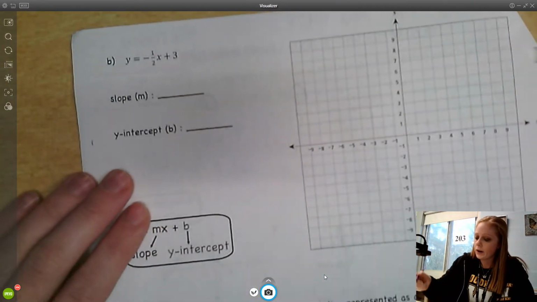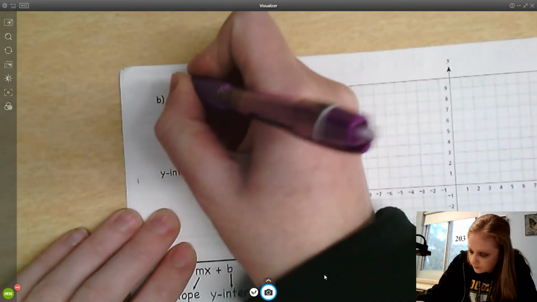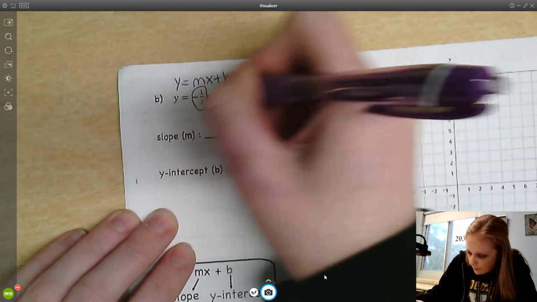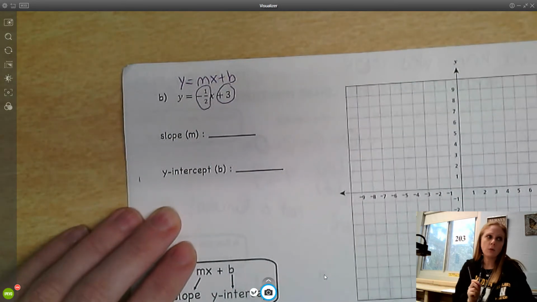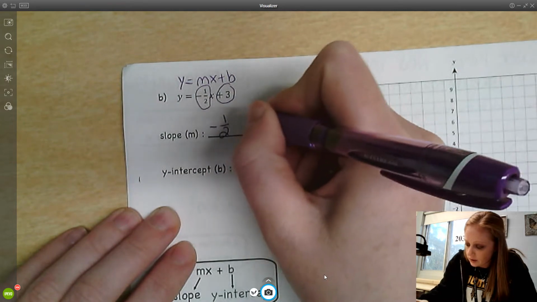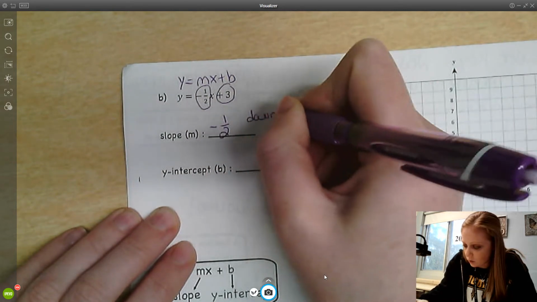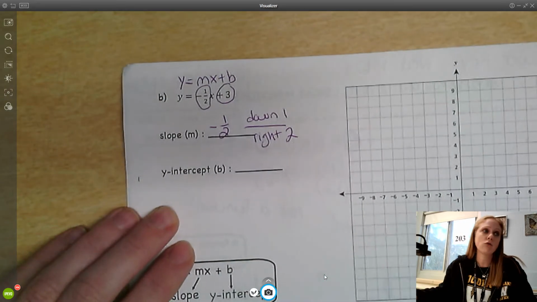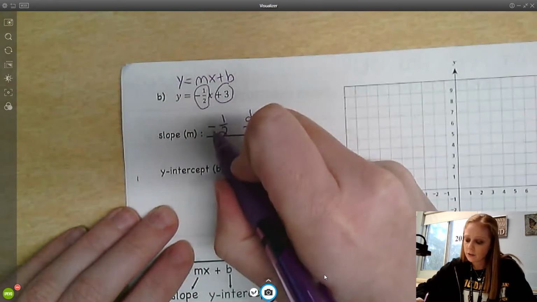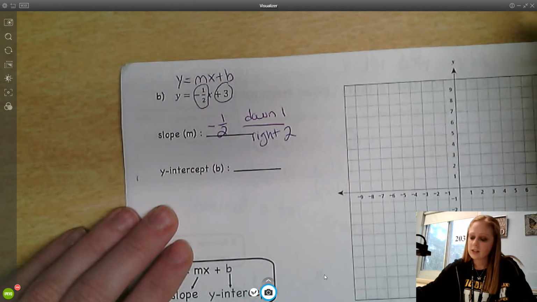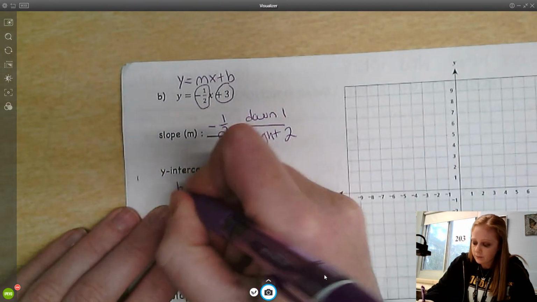Our slope, y equals mx plus b. So our m and our b, I just circled both of them. So our m is negative 1/2. The negative 1 tells us we're going to go down 1. Positive 2 in the denominator tells us we'll be going right 2. This negative floating in the middle, just have it belong to the numerator. Okay, our y-intercept, our b is 3.